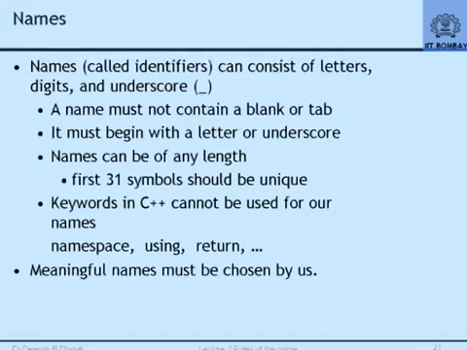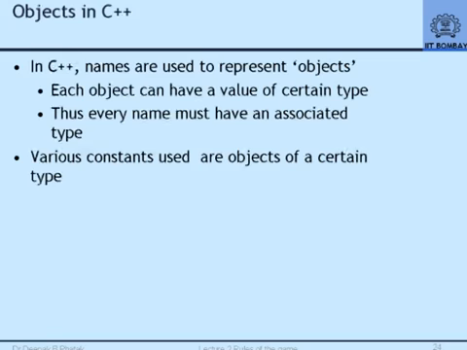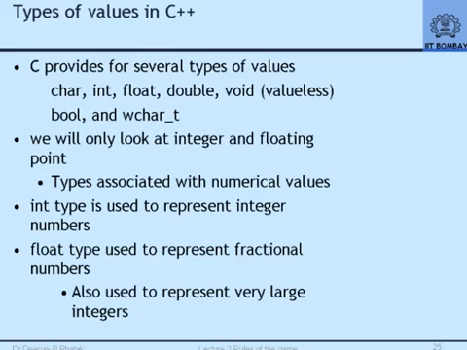How are names formed? What is there in a name? How do you decide names? Various objects in C++, types of values. Notice char, int, float, double, void, bool, wchar underscore t. All is confusing. I have listed them here.